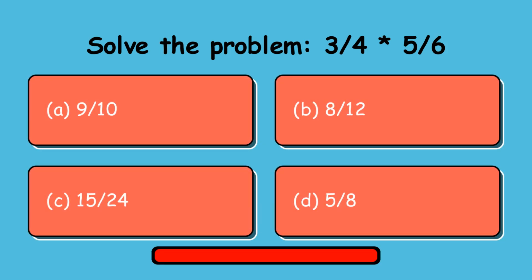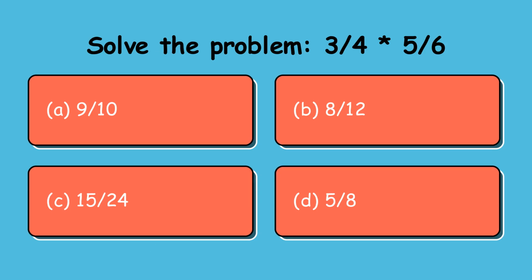What is the result of multiplying 3/4 by 5/6? Your possible solutions are A, 9/10, B, 8/12, C, 15/24, D, 5/8. You have 10 seconds to solve the problem. Good luck. Correct answer is D.